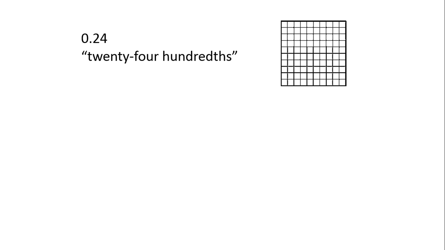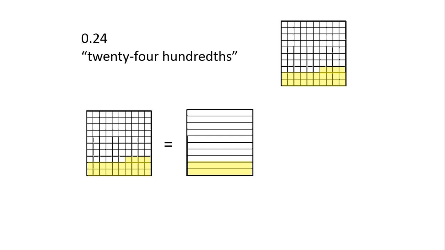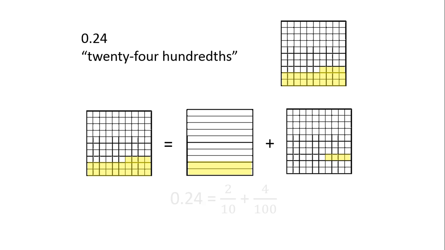That name, 24 hundredths, is telling us what part of the whole this number represents. If we think about our whole as being divided into 100 hundredths, then 24 hundredths would be this yellow part of the whole. Now, if you think about that, and the fact that the whole is divided up into 100 equal pieces, we could also take those 24 hundredths and regroup them so that we would have 2 tenths plus 4 hundredths.